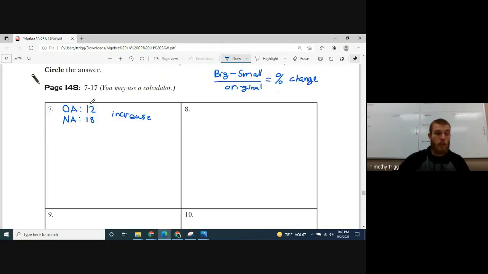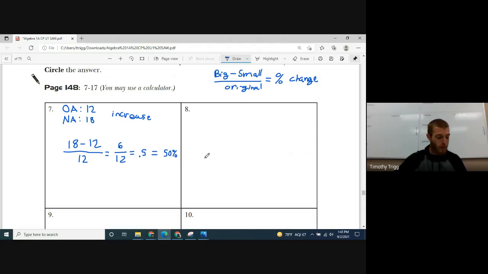So you take whichever one's bigger, in this case 18, you subtract whichever one's smaller, in this case 12, and then you divide by whichever one's the original. Well, that's 12 in our case. So 18 minus 12, that's 6, divided by 12. This gives us 0.5. If we want to change that decimal to a percentage, we move the decimal 2 times to the right. That's 50%.